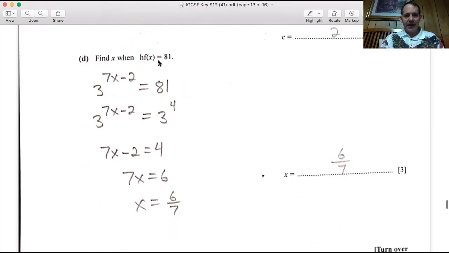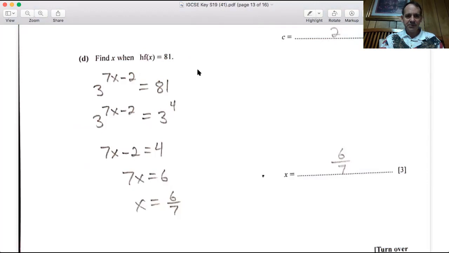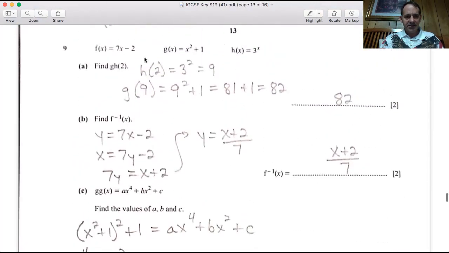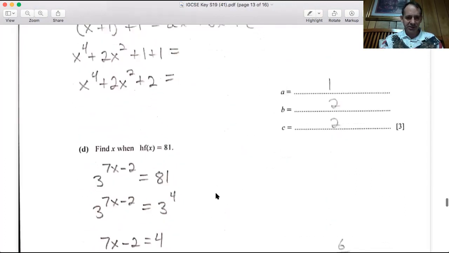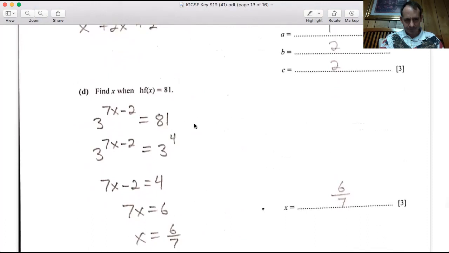Letter D, find x when h of f of x equals 81. Again, we have a composite function equation. So the f of x needs put into the h. Our f of x is the 7x minus 2. We put it into the x value in this h function. So we get a 3 raised to the 7x minus 2, and it equals 81.